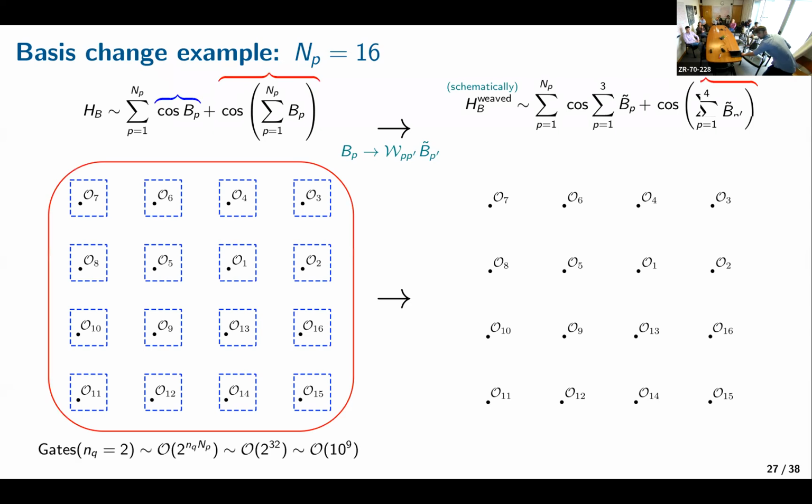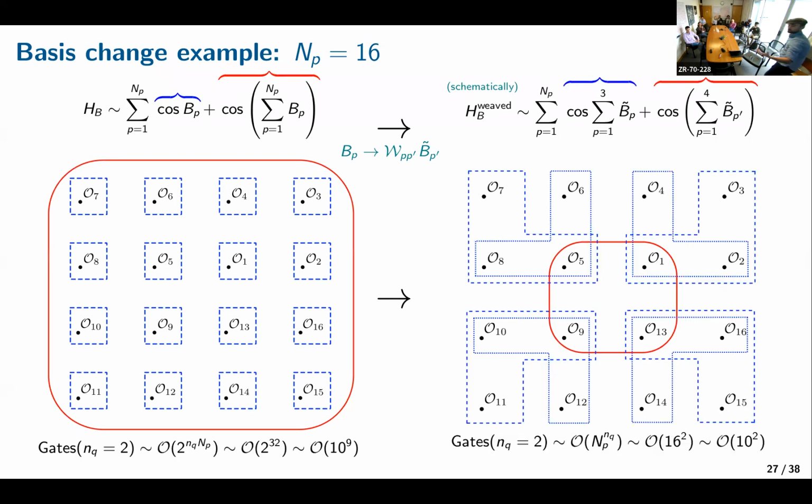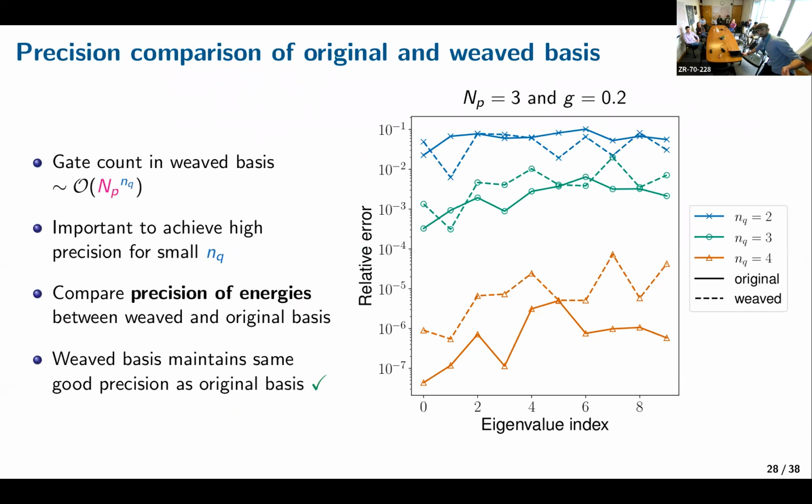Okay, and so now that we have this weave basis, for a sanity check, we would like to make sure that it maintains the nice precision properties of the original basis, where we can calculate using only a small number of qubits per site, and still maintain good precision for these energies. To test this, this is what this plot shows. Remember the polynomial of the gate count of the volume is the number of qubits per site. So we need to keep this small. And if we can keep it small with high precision, that's good.